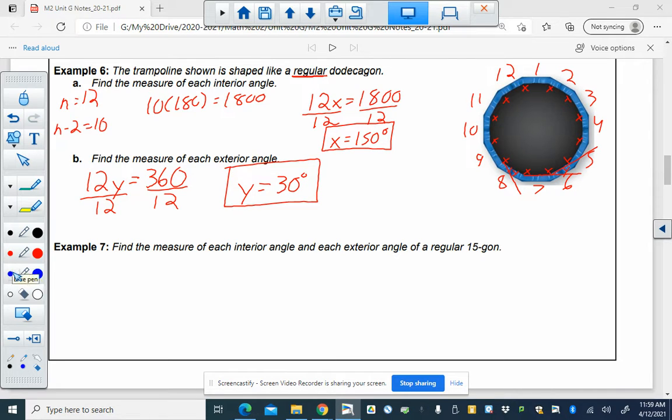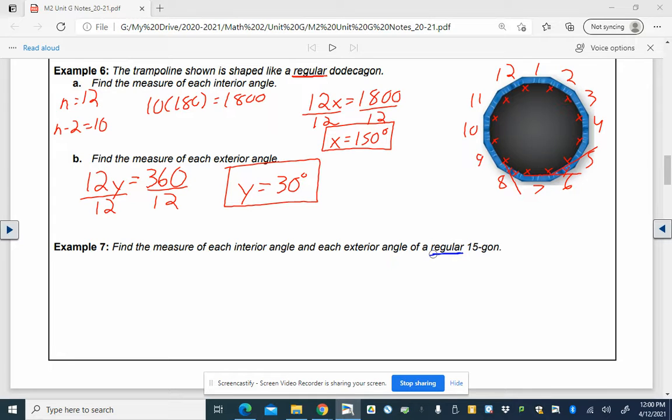Question 7 is kind of asking us to do the same thing. This time it says find the measure of the interior angles and each exterior angle for a regular 15-gon. The keyword here is regular, so all angles are going to be the same again. So n equals 15. All right, we're going to do interior angle first. I need to figure out how many degrees we have. So my equation is 15 minus 2 times 180. So 13 times 180. The total number of degrees inside my shape is going to be 2,340.